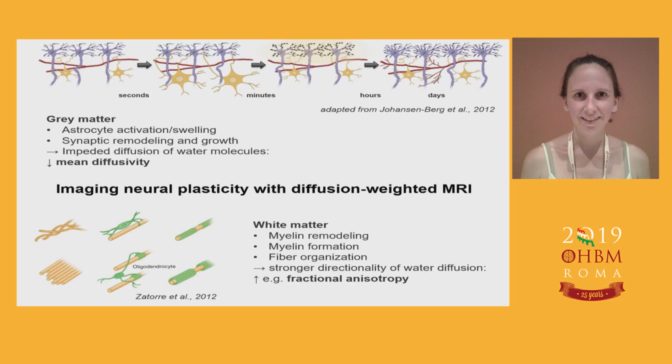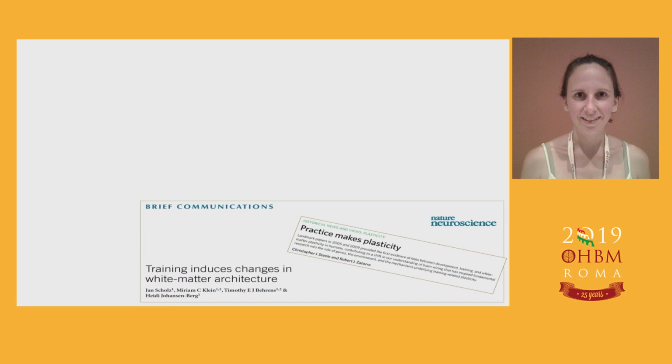We can, however, also image the neural plasticity in white matter, and there we think that this might actually relate to processes like myelin remodeling, myelin formation or changes in fiber organization, and that can lead to a stronger directionality of water diffusion, and we can observe that, for example, as increases in fractional anisotropy. And the speakers of our symposium today will actually show data for both of these kinds of plasticity in gray matter, and Svenja and Valeria are going to show data that relate to this, and I think that Heidi and Janif are also going to talk about plasticity in white matter.